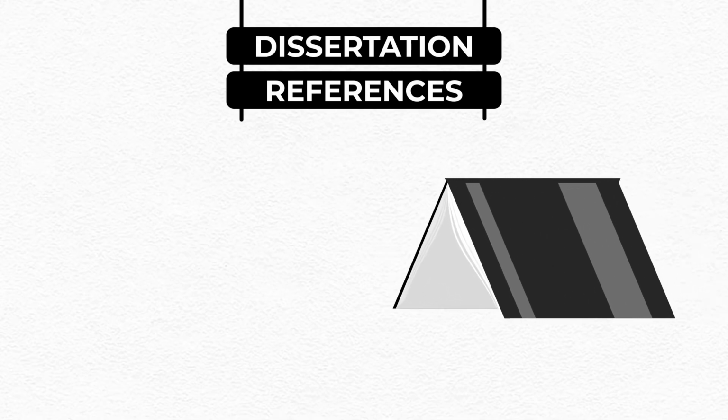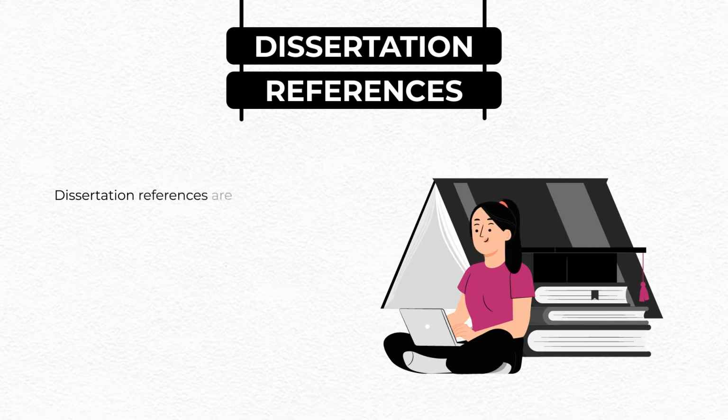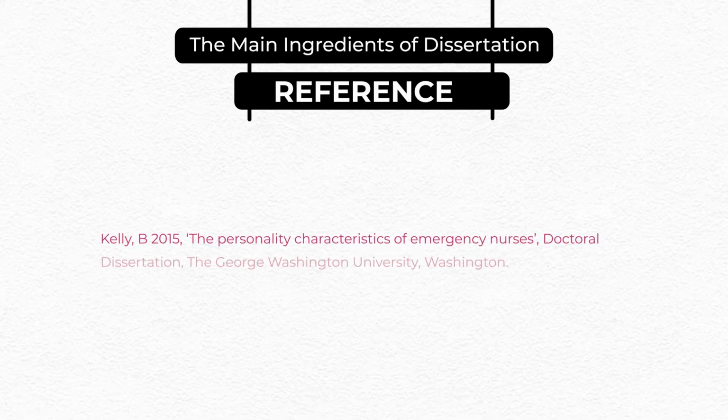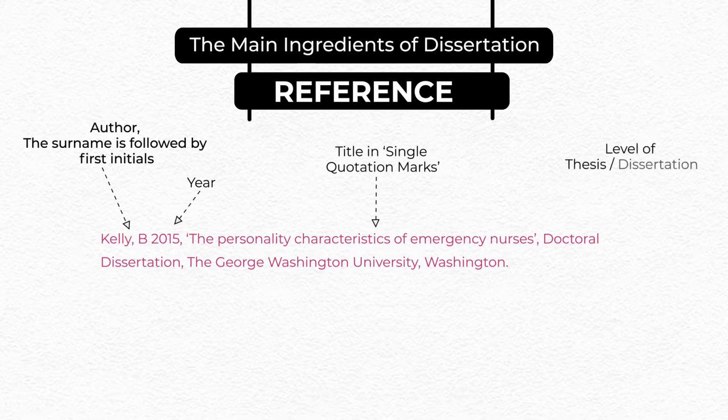Dissertation references are the action of mentioning or alluding to something. Learn more about it in the upcoming slides. The must-include elements of writing dissertation references are the name, then the year, the title, the level of thesis, the university, and then the city. However, it also depends on the style of citing a reference. Look into its brief explanation in the next slide.